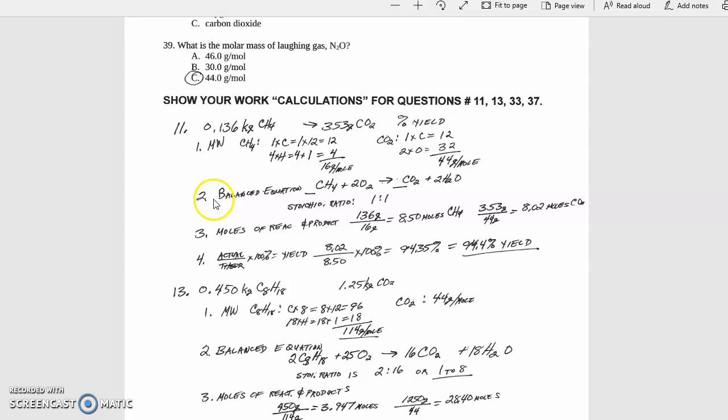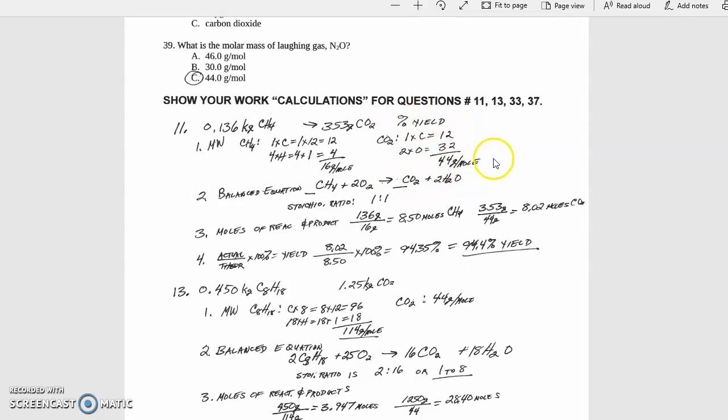So for problem number 11, what you have is 0.136 kilograms of methane, and 353 grams of carbon dioxide formed. And they wanted to know how much was the yield. The first thing you have to do in any one of these is determine the molecular weight of each of the two species involved. Here, for methane, you've got 1 carbon, 4 hydrogen, for a total weight of 16 grams per mole. Here you have CO2, so it's 1 carbon and 2 oxygens for a total of 44 grams per mole.